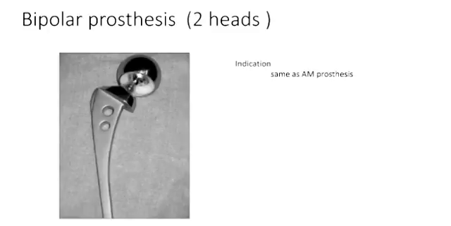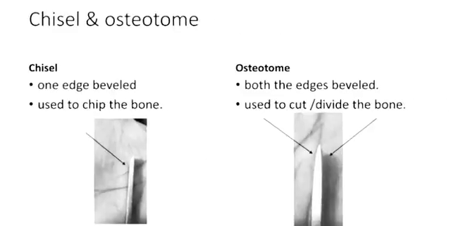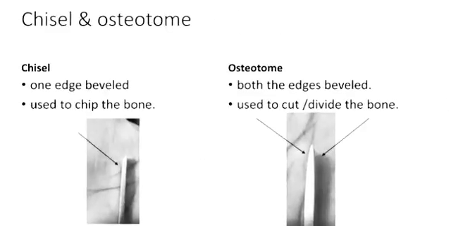Bipolar prosthesis has 2 heads. Indication same as the Austin-Moore prosthesis. Now chisel and osteotome.